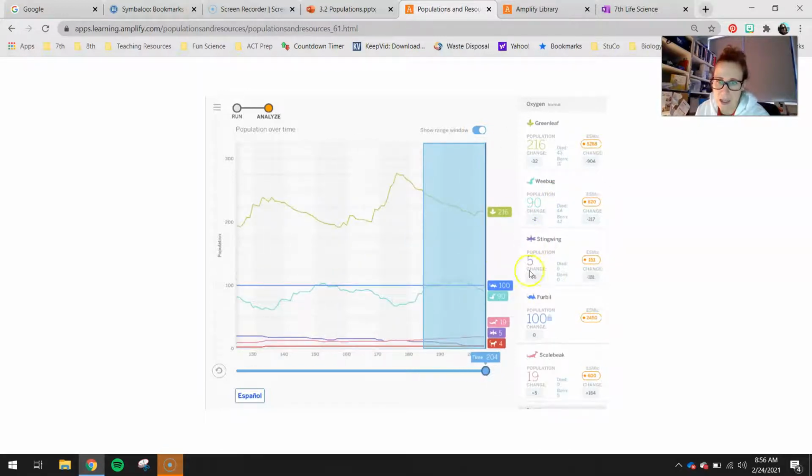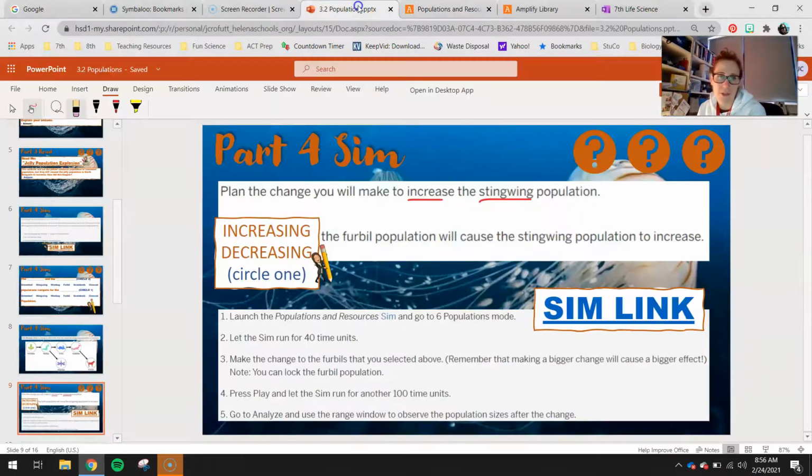We can kind of see, all right, our stingwing population was down to 5. It was at 17 before our change, now it's down to 5, and it looks like it's still decreasing. So that wasn't a desired effect. I increased the fur bills. So what do you guys need to do to get the desired effect? I want you guys to think about that. You've probably already figured it out.